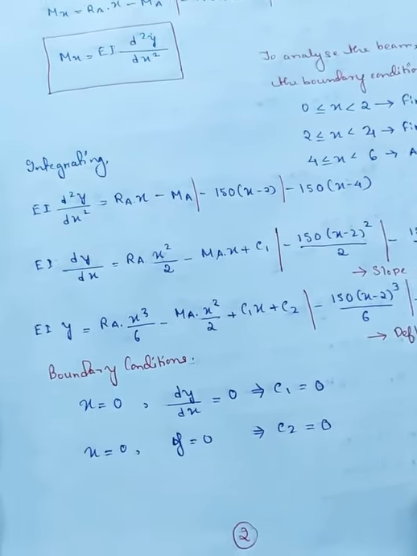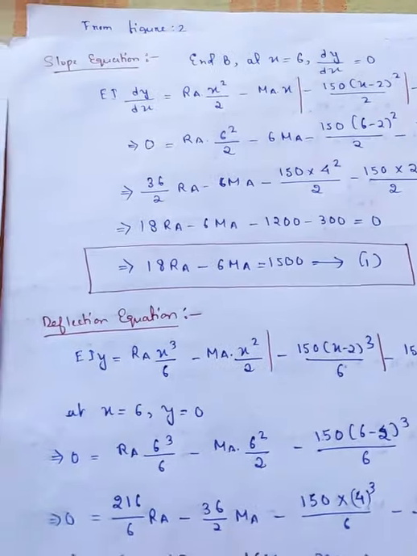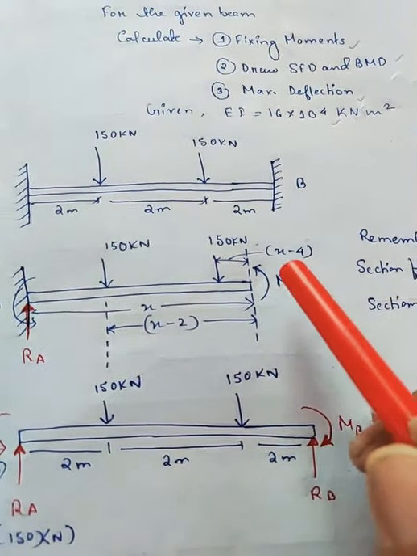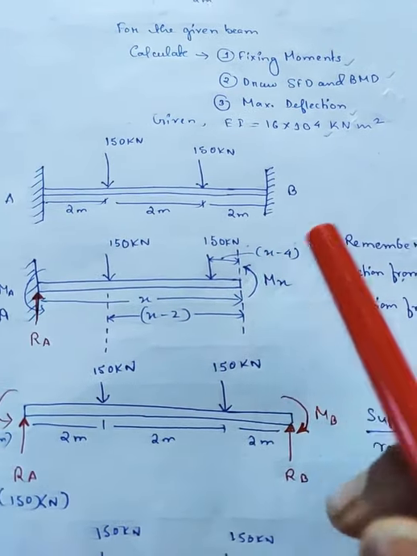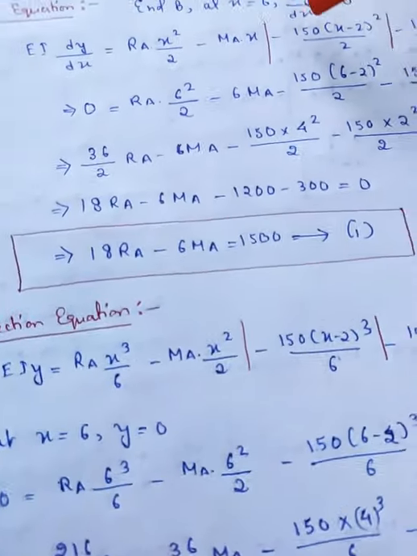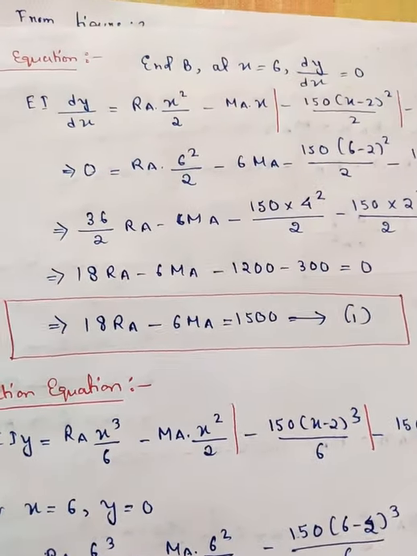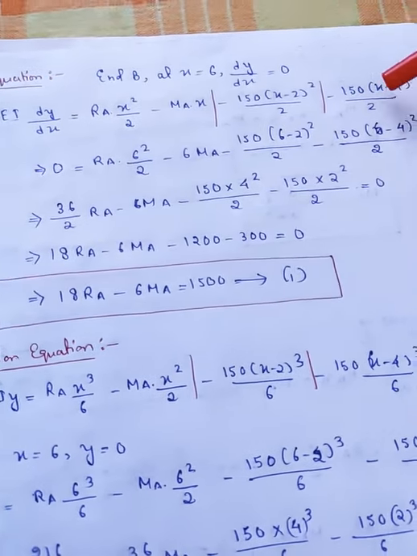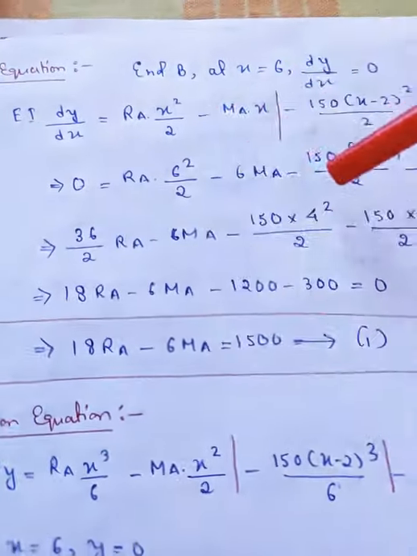Then we will consider the other end, means till 6. Then we need to take the whole equation, x equal to 6. Here also at this end the slope will be 0. Here I have written the equation of slope again, and putting the value of x equal to 6 and dy/dx equal to 0.